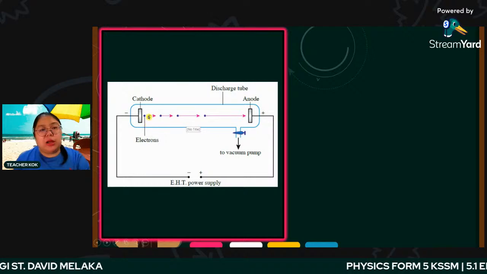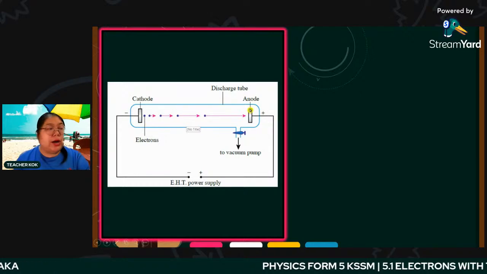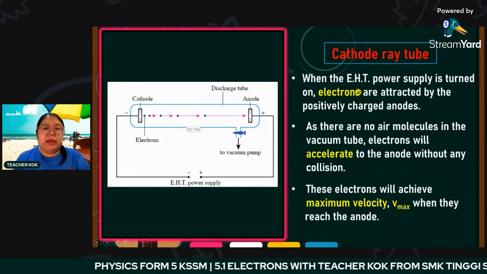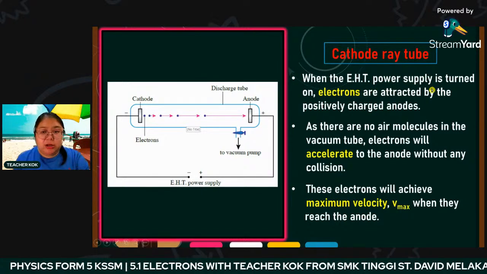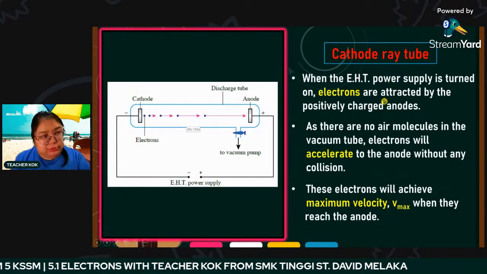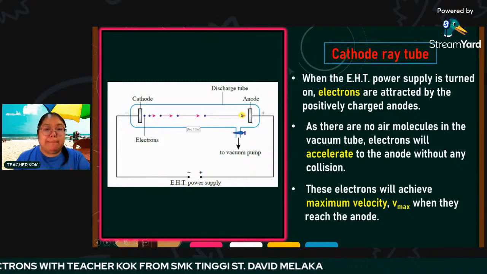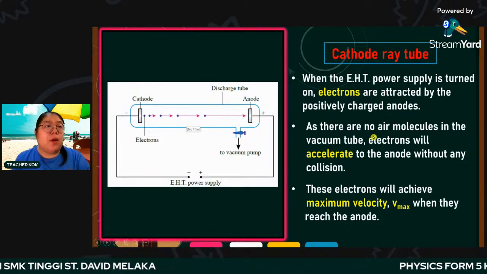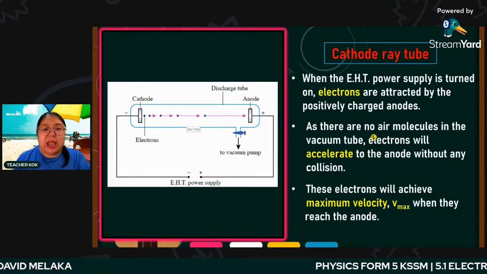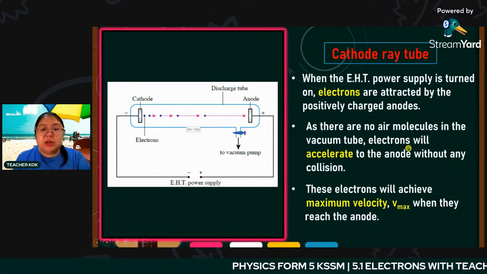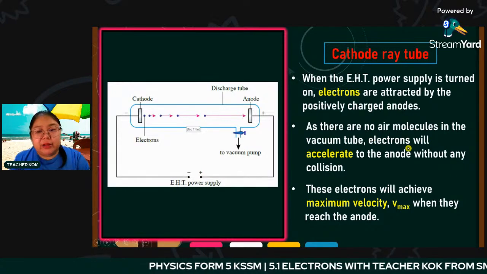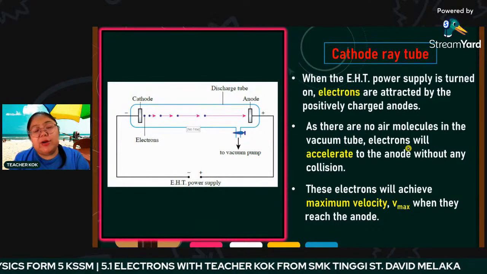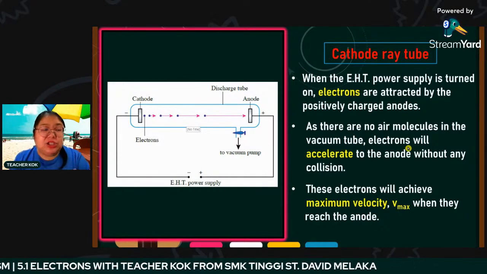For the electron, they move from the cathode to the anode. So from here, we go to explain. When the EHT power supply is just turned on, the electrons will be attracted, okay, they will go to the positive charge, which is the anode. As there are no air molecules surrounding, it's a vacuum. So the electrons will accelerate to the anode without any collisions. Without any collision, that means they don't have any energy loss.